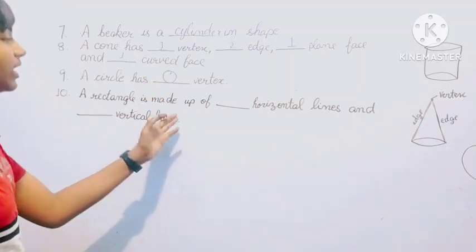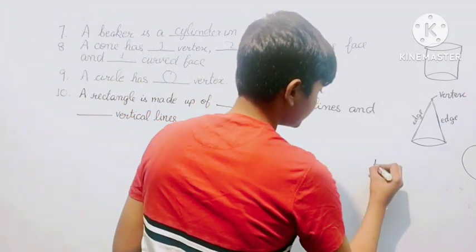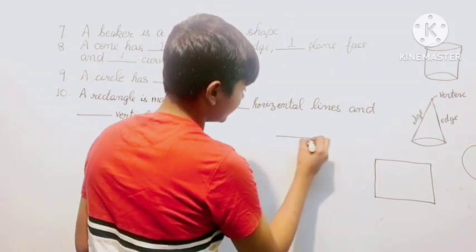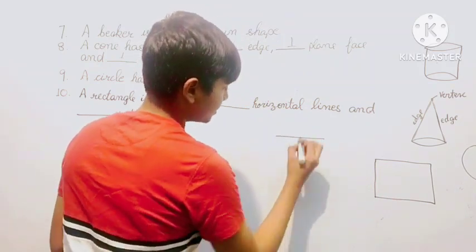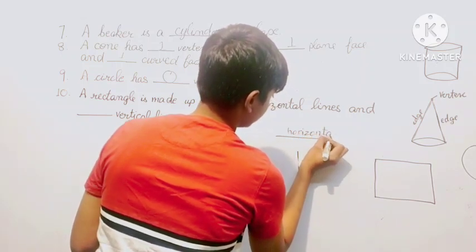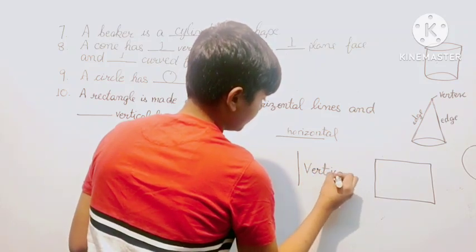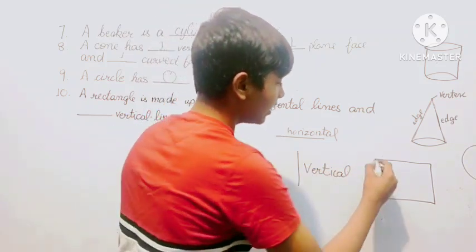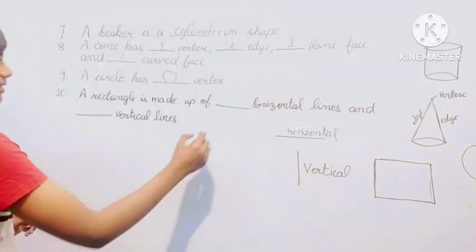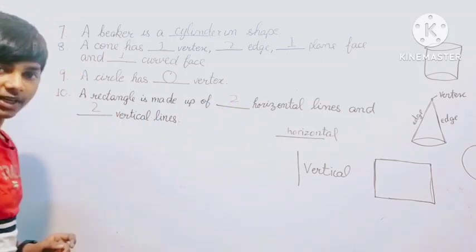A rectangle is made up of dash horizontal lines and dash vertical lines. So this is a rectangle, and a horizontal line is this and a vertical line is this. This is horizontal and this line is vertical. And in a rectangle there are 2 horizontal lines and 2 vertical lines. So that means a rectangle is made up of 2 horizontal lines and 2 vertical lines.